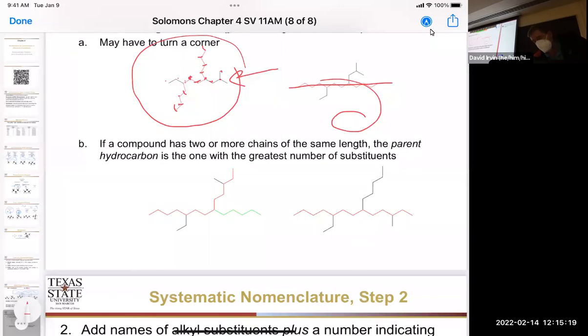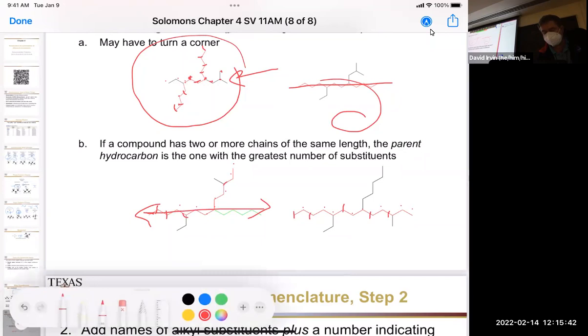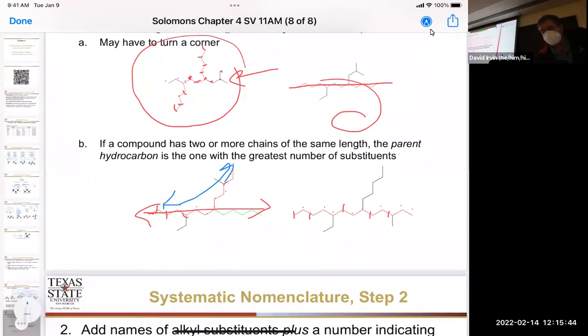So let's look at that on here. On this one right here, we have 1, 2, 3, 4, 5, 6, 7, 8, 9, 10, 11, 12, 13. If we numbered it in this direction, we get 13. If we numbered it in the other direction, we also get 13. So 13 is our number. We just have to figure out what our substituents are. If we number it along this chain here, we end up with 1, 2, 3 substituents.